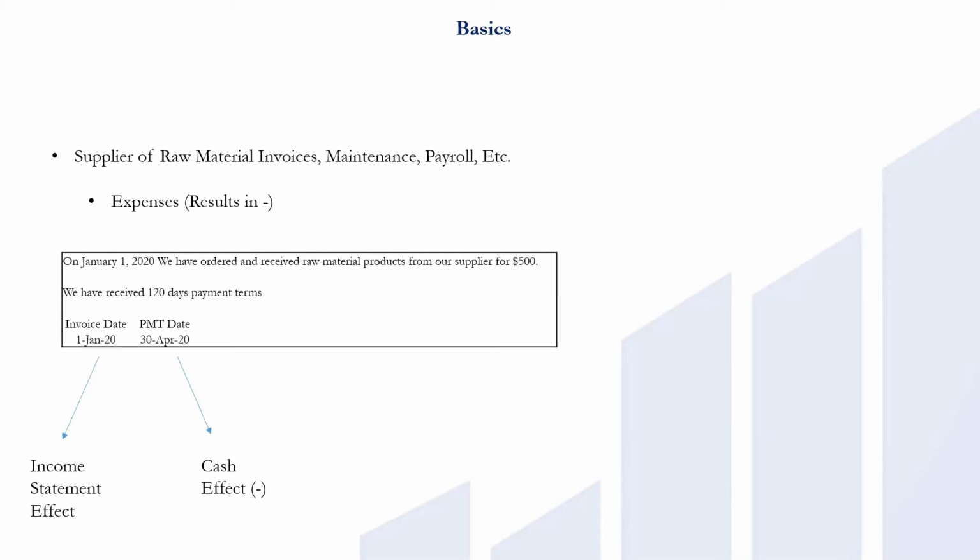So in the income statement, guys, you will see the expense recorded on January 1st. However, there will be no cash effect until I decide to pay for the goods that I have purchased. Again, differences between income and cash.